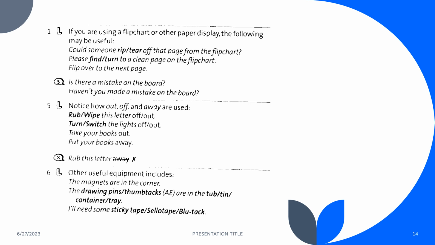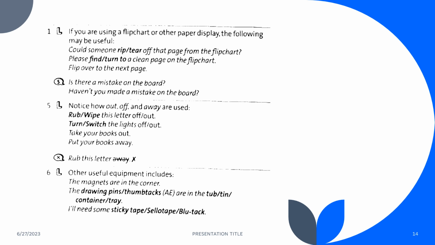Notice how out and away are used, like rub or wipe this letter off, turn or switch the lights off, take your book out, put your books away. But for rub this letter away is correct.